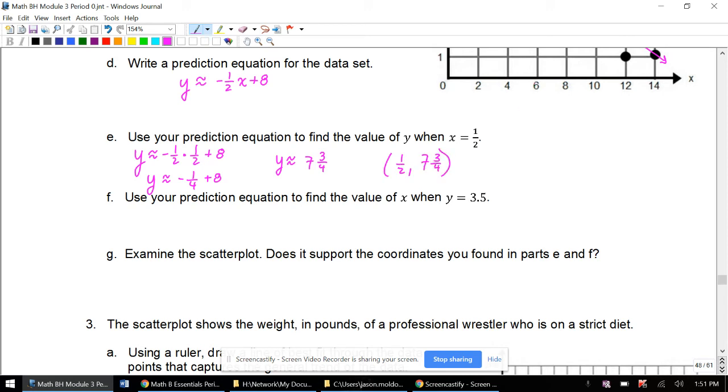This is probably a good time to look at your graph and make sure that this seems reasonable, because if it doesn't, that probably means that your answer to F will also be off. And now for F, we're going to plug in 3.5.